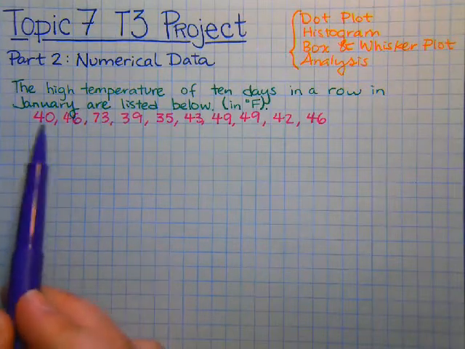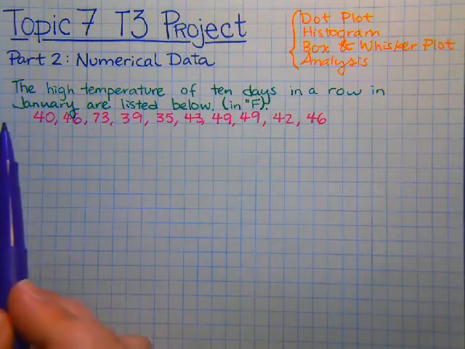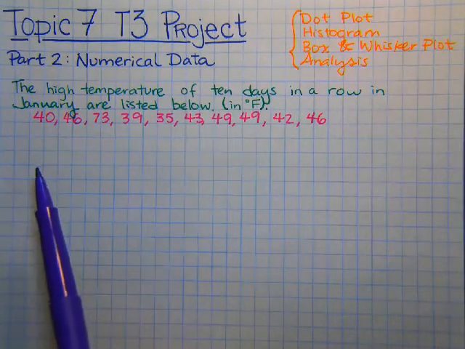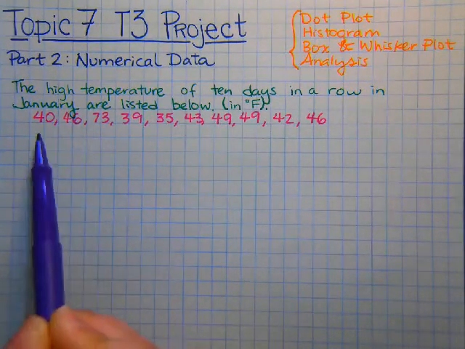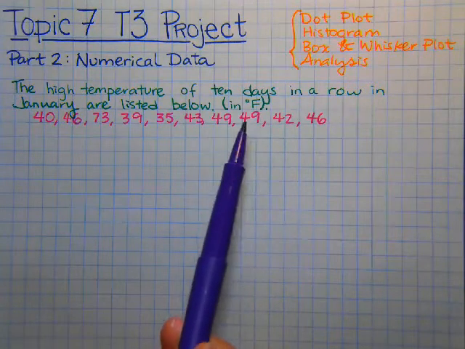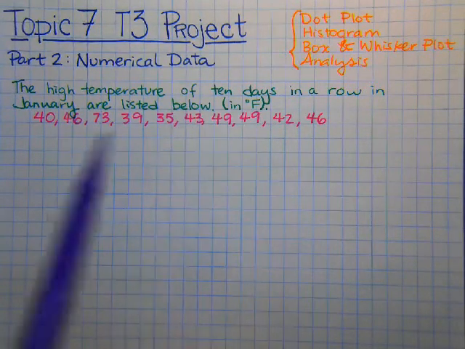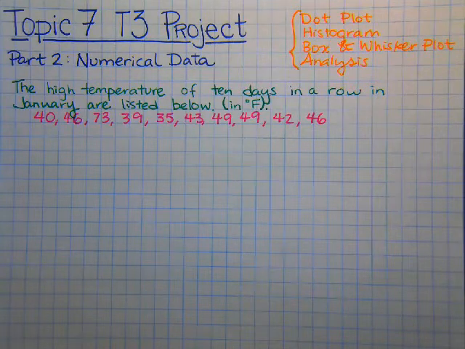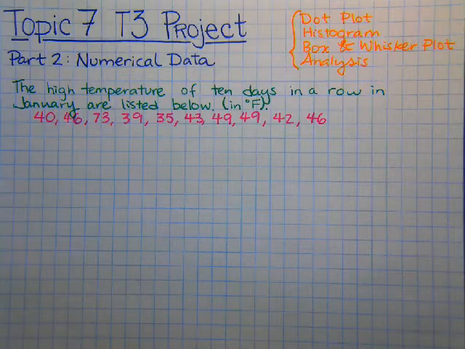So it says that the high temperature of 10 days in a row in January are listed below, and I added that they're in degrees Fahrenheit, so I didn't have to write it sometimes. So here is the list of numbers, and I know there's 10 because it says 10 days. And the first thing I'm going to do before I do anything else, it doesn't ask me to do it, but you need to know that you should do it, which is list the numbers in numerical order. And that way we will actually be able to organize them a little bit more easily.